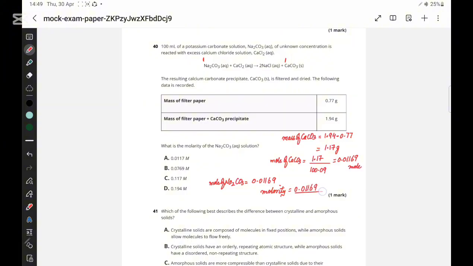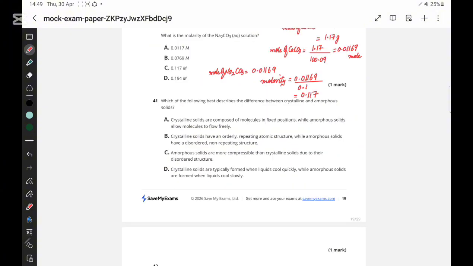And then you have to find the molarity of sodium carbonate, and that is equal to moles, 0.01169, divided by volume, which is 100 milliliters. We have to convert it into liters, so divided by 1000, that becomes 0.1 liter. So this is 0.1 liter, and our final answer comes out to be 0.117.